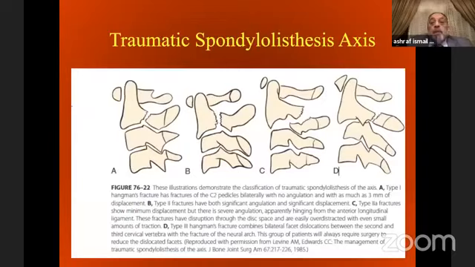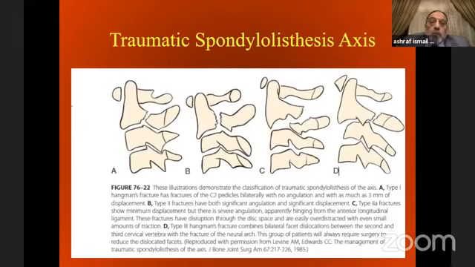Different types of classification, including that of Levine, 1985, which is one of the most famous and practical classifications. Also that of Effendi, which added to the Levine classification, and finally that of Vaccaro, recently.